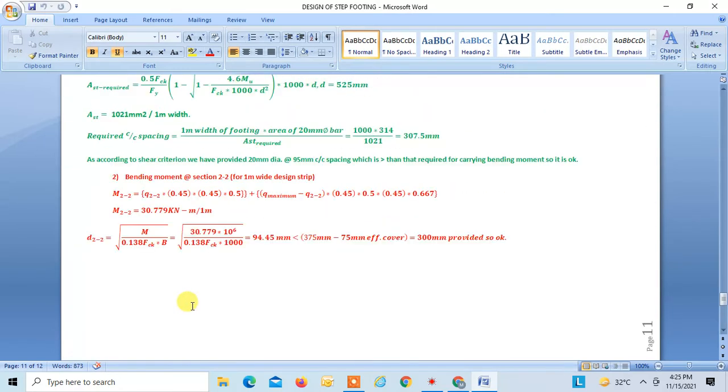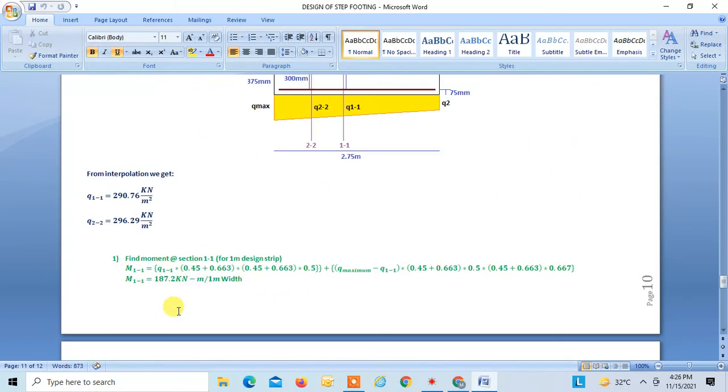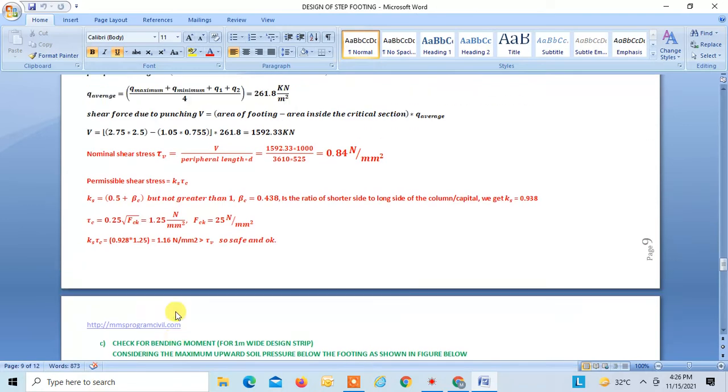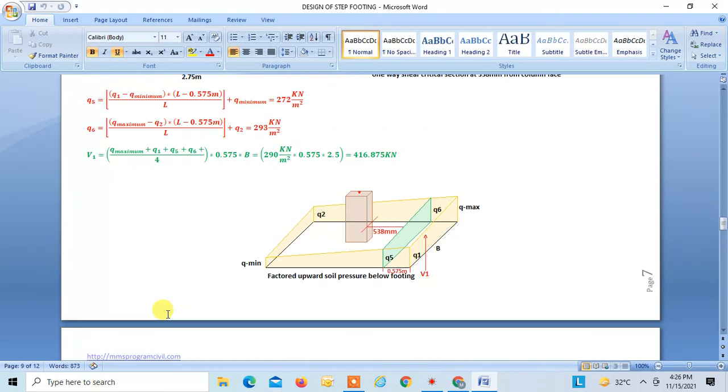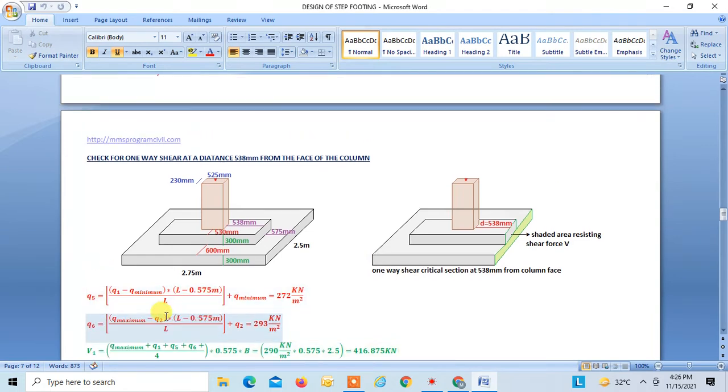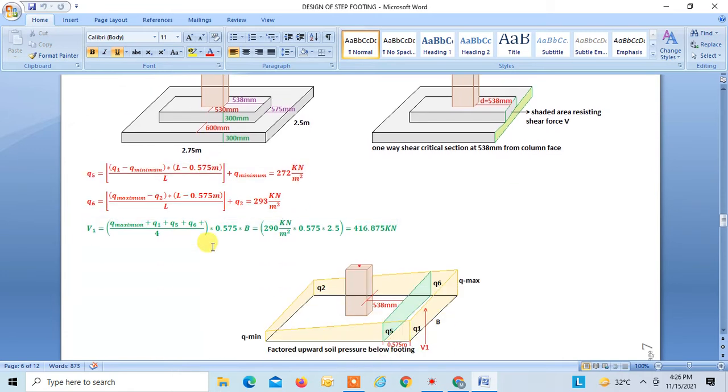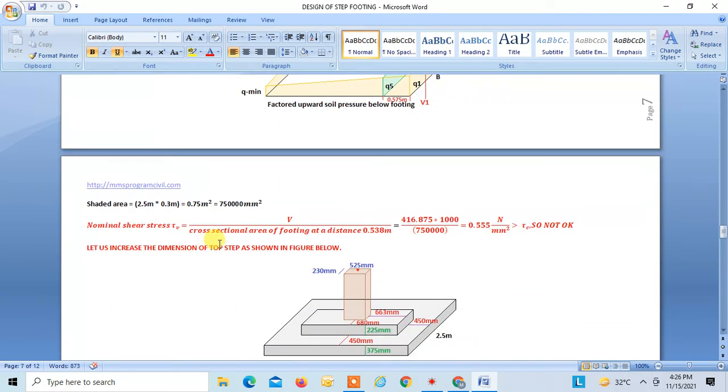Now we have to check the one-way shear at a distance where the first step is completed. So now we have to take a section over here, that is at a distance of 538 mm. So let us check whether this section is found to be okay in this shear criteria or not.